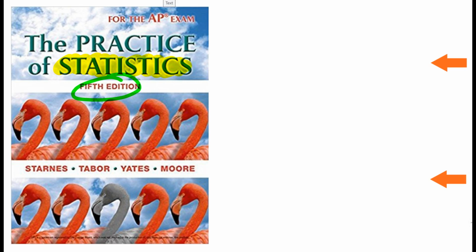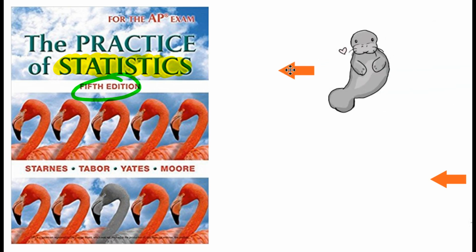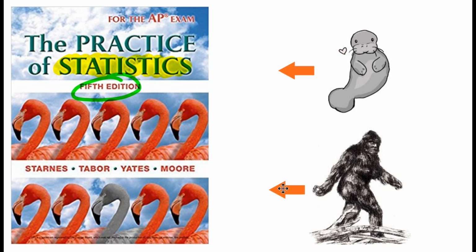I can't explain why there are flamingos on the cover. In fact, I can't think of anything less exciting to put on a cover of a book, unless perhaps there were manatees on the cover. That would make it even worse. I mean, if I were writing a statistics book, I'd probably put Sasquatch on the cover. But anyway, the authors can choose to put whatever on the cover they want. Trust me, it's an outstanding book. And here we go.